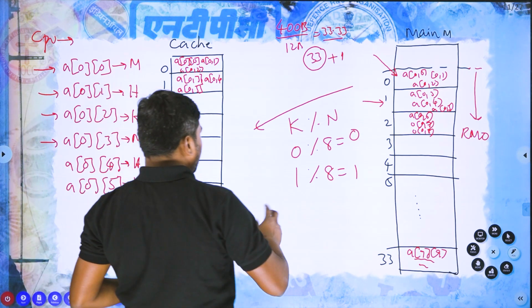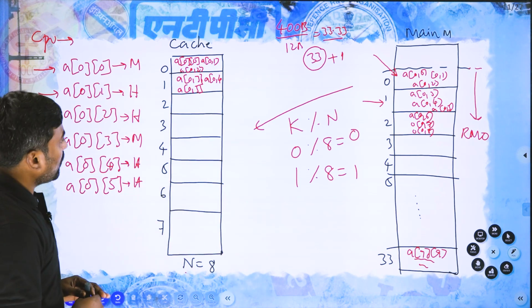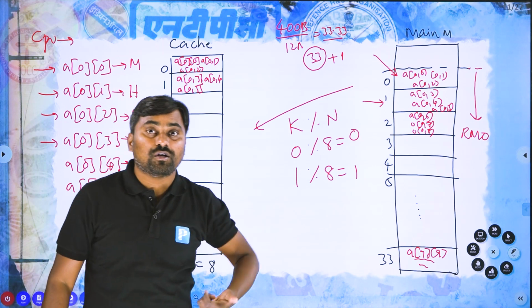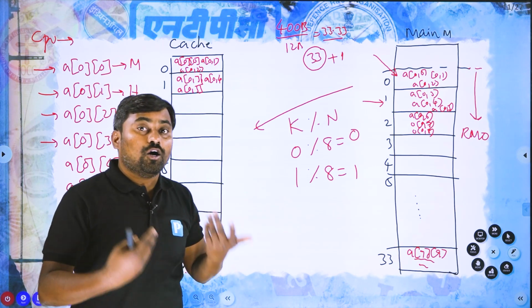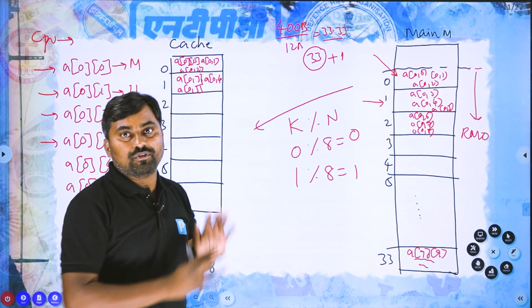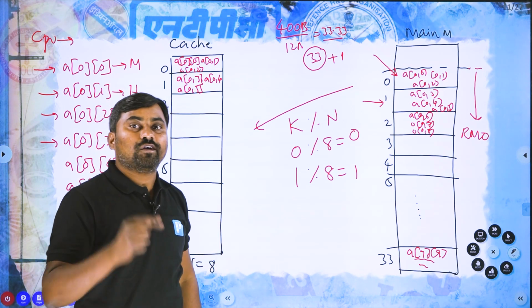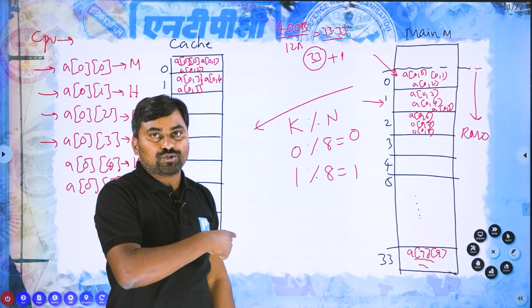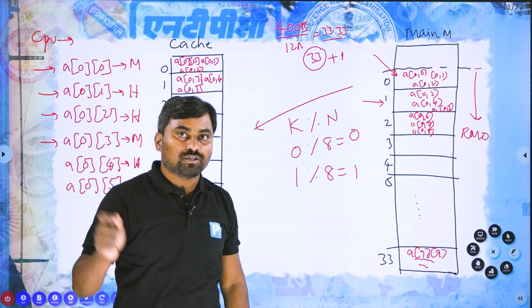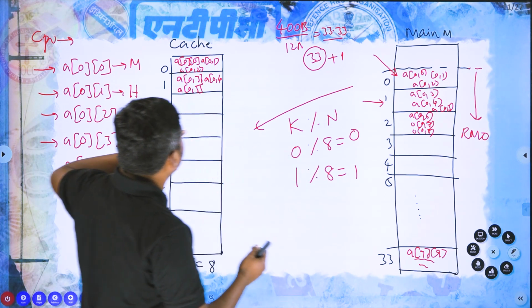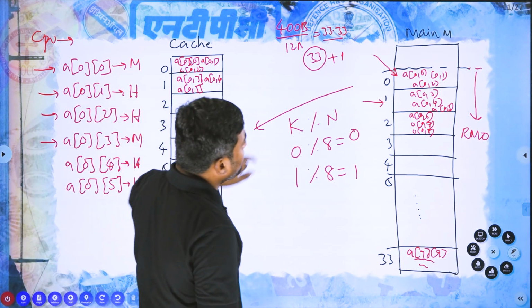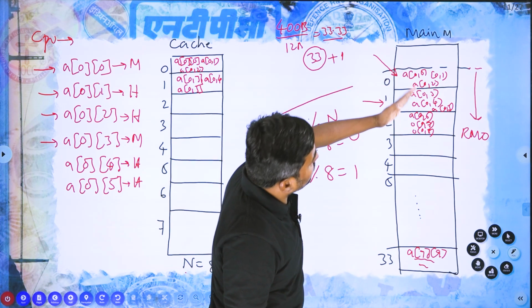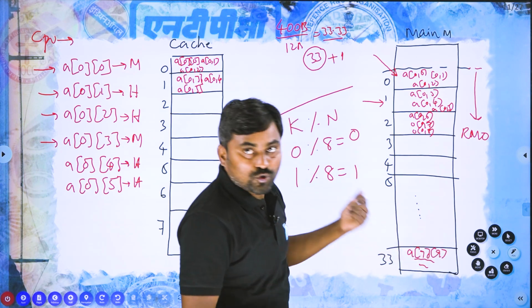Suppose the question goes like this: instead of row major order, if I repeat the question for column major order, how many total misses will there be? Please work it out and comment on this video. Let me give a clue about the way of storage. 0,0, 0,1, 0,2: the entire row is stored, then the second row, then the third row. That is row major order.